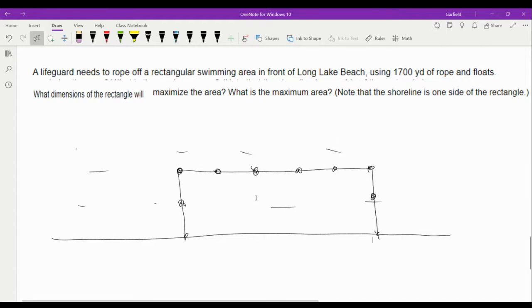It's a word problem. How do we normally do these word problems? Well, we've started already by drawing a diagram. What else can we do? How about labeling the sides? Let's call the side x. And if it's a rectangle, what is the side over here going to be? It's also x.